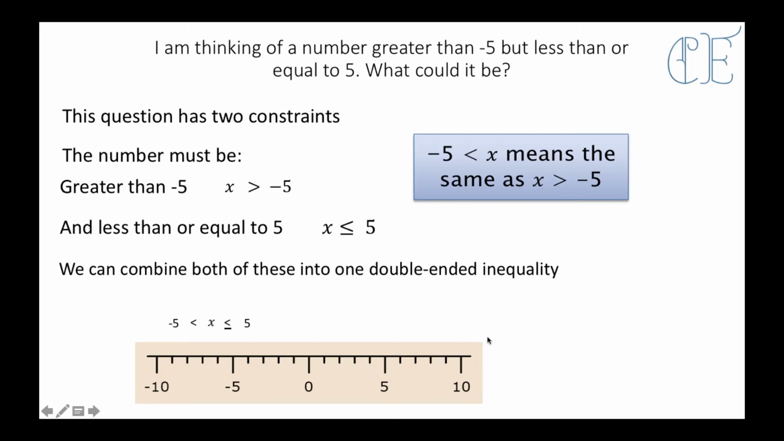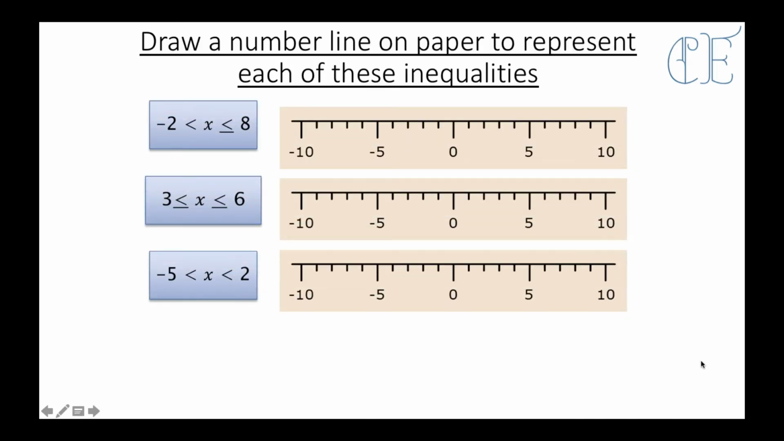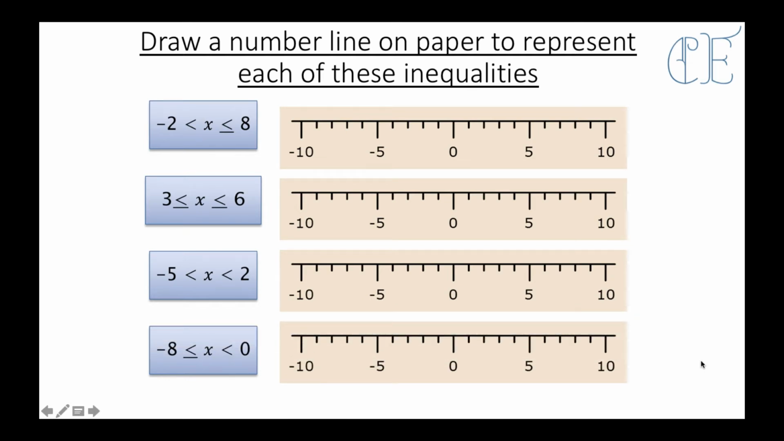Now to draw that on a number line, you would circle minus 5, but not colour it in. You would circle 5 and colour it in because of this, and then draw your line in between. So pause the video and have a go at drawing these constraints on a number line. Doing the number lines is easier than actually writing out the inequality.